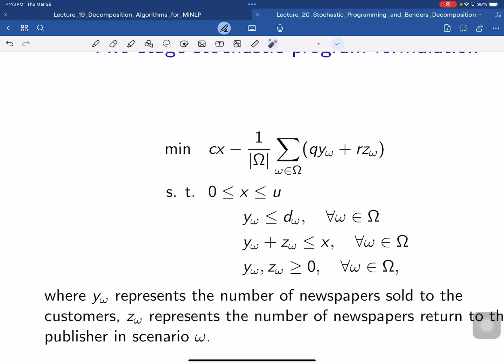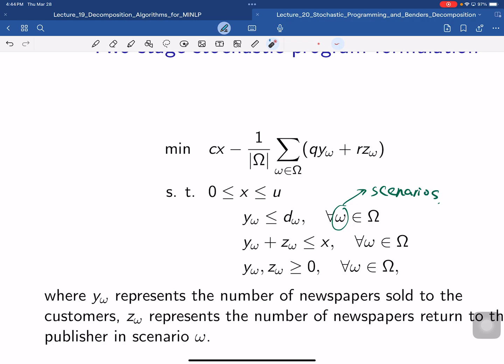The second stage decisions are a bit complicated. Recall that omega is called scenarios. In this case, the scenarios are different demand scenarios. For example, if the customer demand is from 10 to 100, then there are 91 different scenarios. The customer demand is either 10 or 11, all the way to 100, so you have 91 different scenarios, and depending on the demand, your y omega variable denotes the number of newspapers you actually sell.